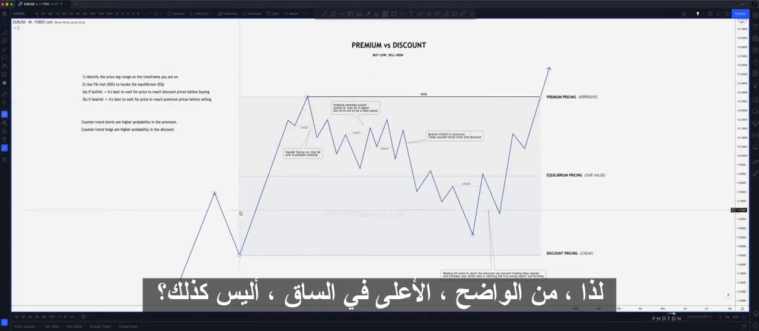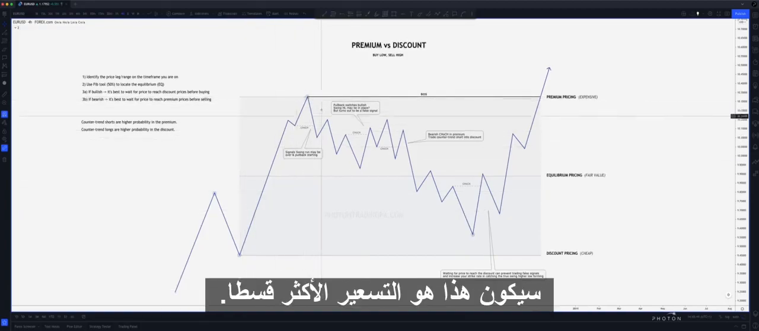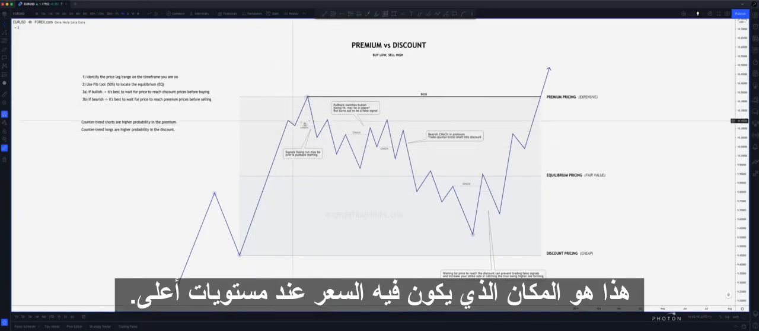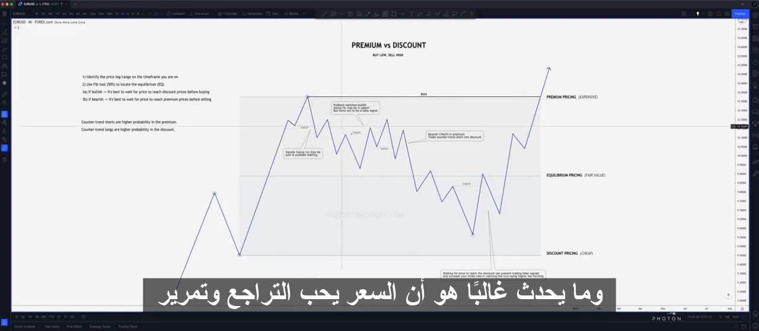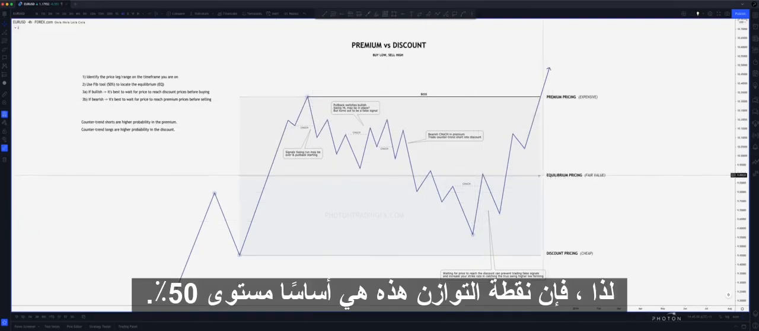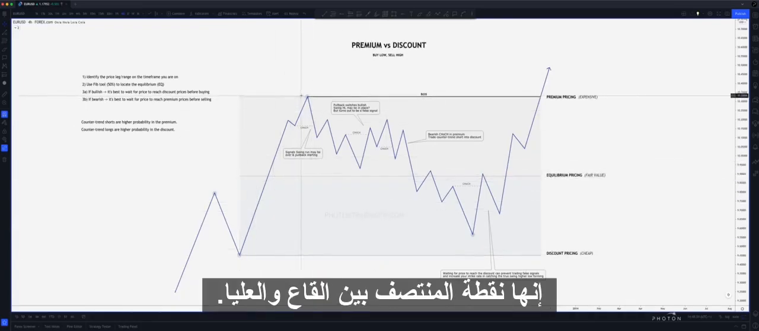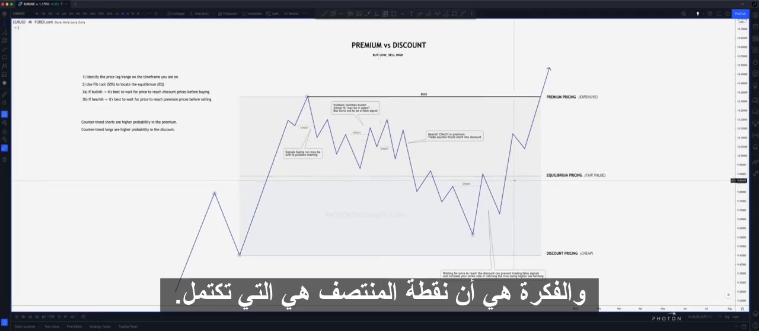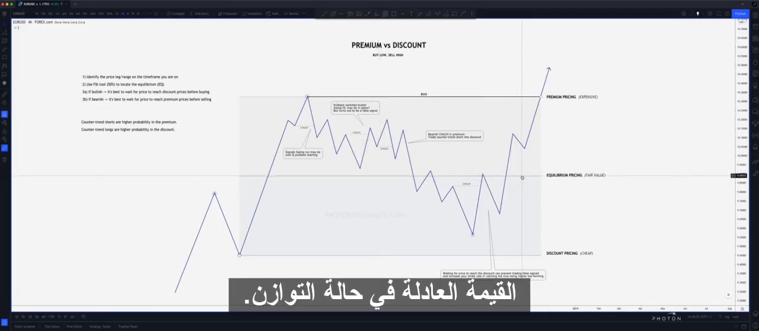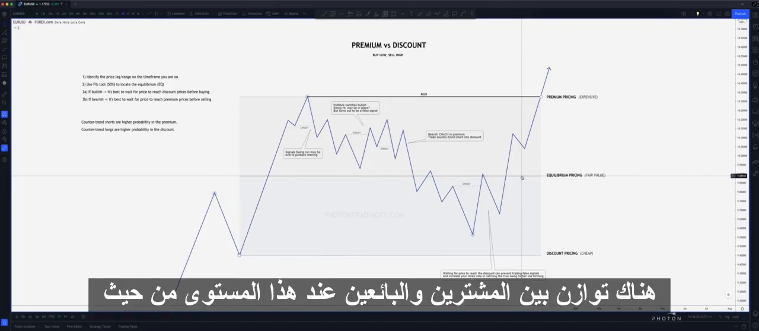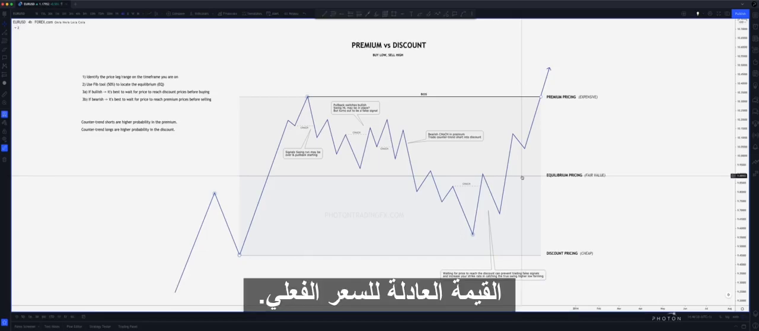So obviously the higher up in the leg, this is going to be the more premium pricing. This is where price is at higher levels, and what often happens is price likes to pull back past the equilibrium point. The equilibrium point is essentially the 50% level. It's the halfway point between the low and the high, and the idea is that at that halfway point, it's at complete fair value. There's a balance between buyers and sellers at that level in terms of the fair value of the actual price.